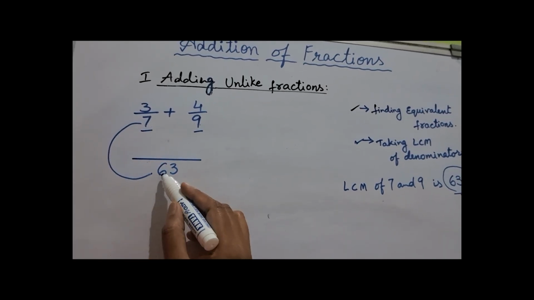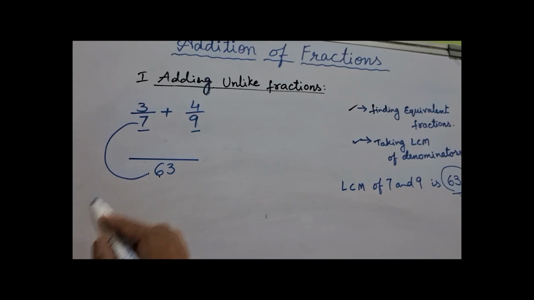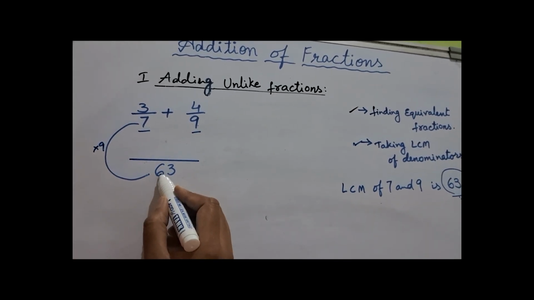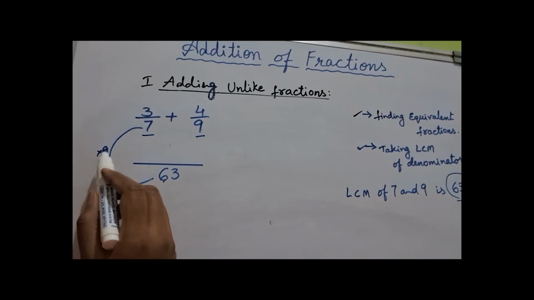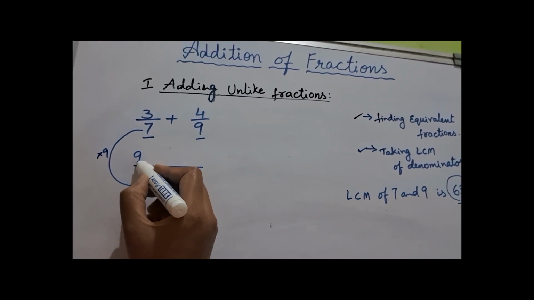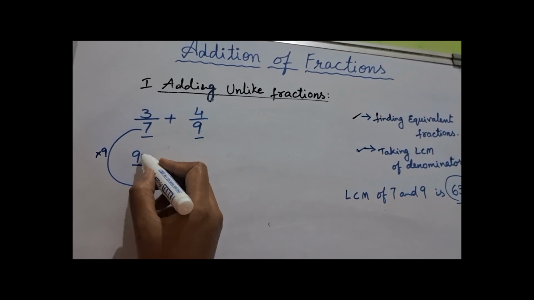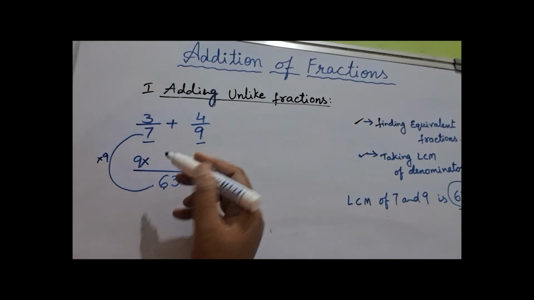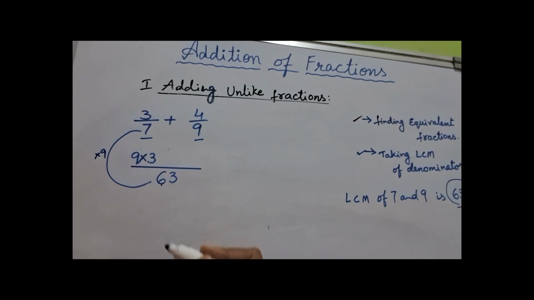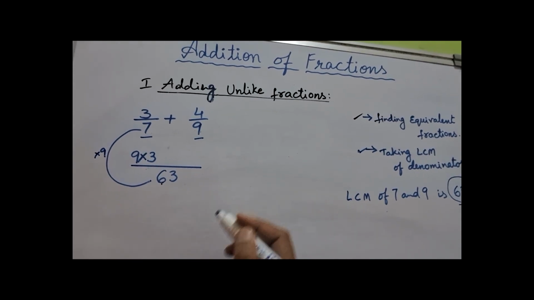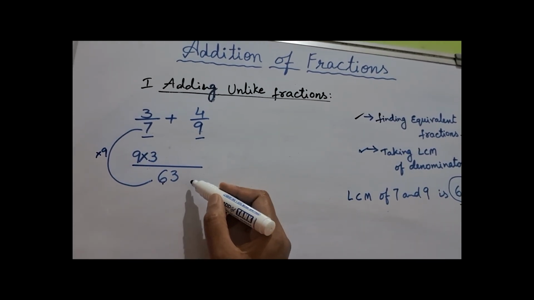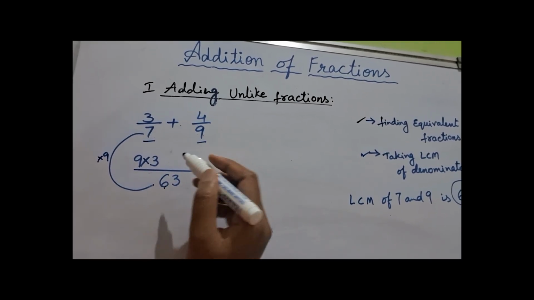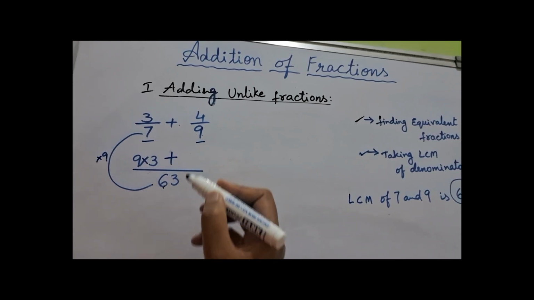7 into what is equal to 63? 7 into 9 is 63, isn't it? So this 9 you write in the place of numerator and that should be multiplied with this one's numerator 3. Okay children? Next, here also the same thing you need to do, and whatever sign is there, it is plus. So put the plus sign here.